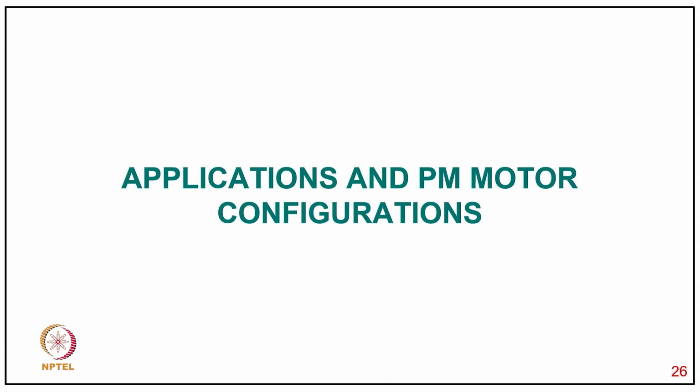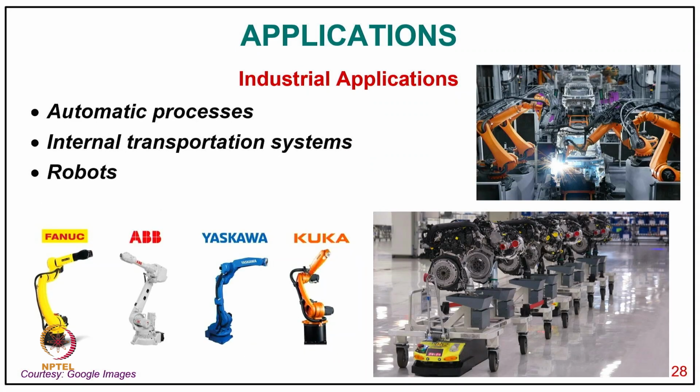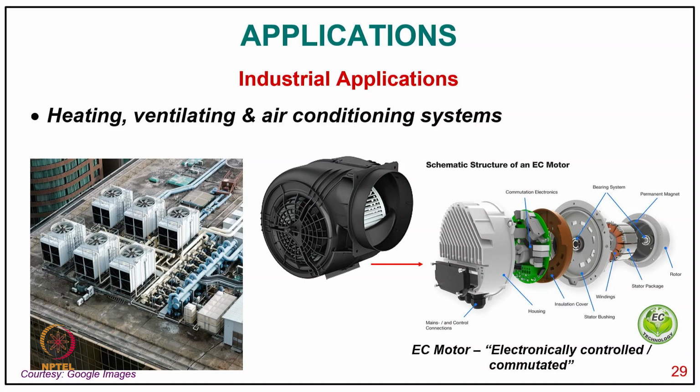Now coming to applications and permanent magnet motor configuration. You can see, for industrial applications, industrial drives like pumps, fans, blowers, compressors, centrifuges, hoists, and machine tools, as you can see here, and another for machine tool applications and servo tools with the photograph. Or you have typically automatic presses on the left side, and then an intelligent transportation system, as you can see lower, and of course robotics applications, as you can see below, by different industries.